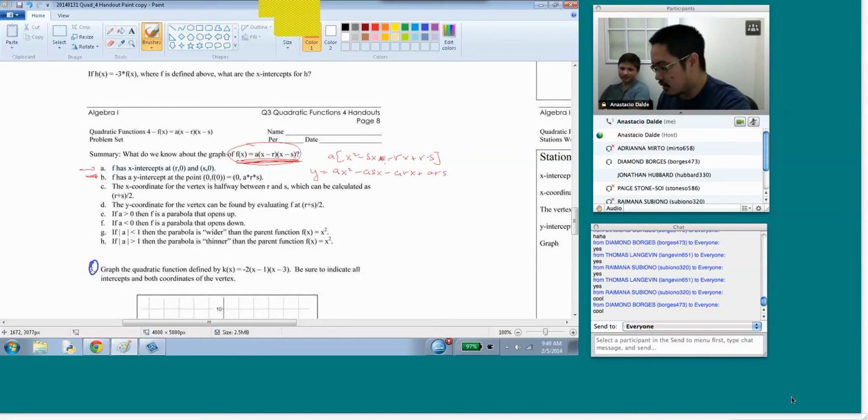What they're saying here is, where would this parabola cross? Or how far would you push this parabola up and down? And the answer is ars, that stuff at the end, ars.